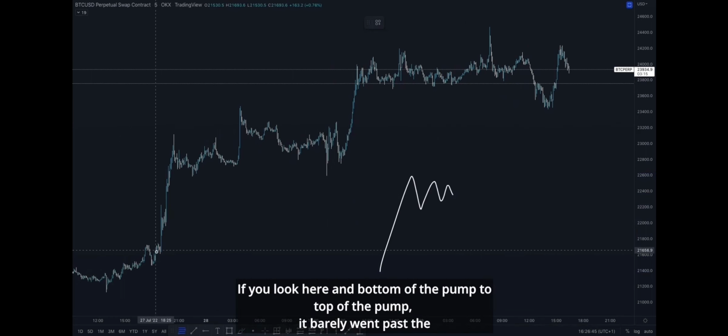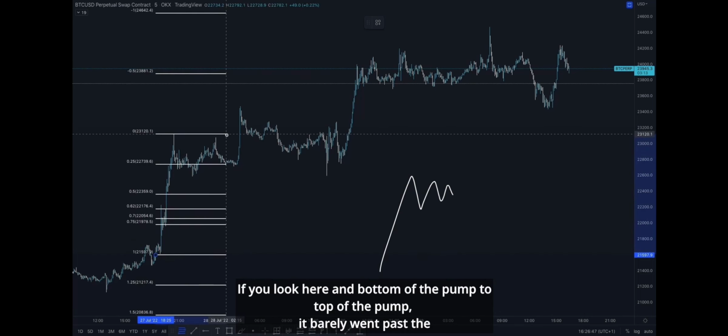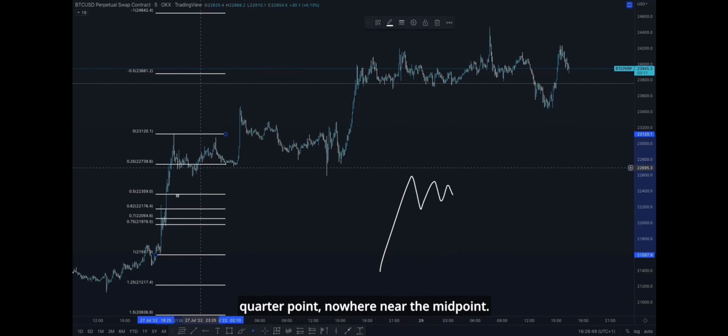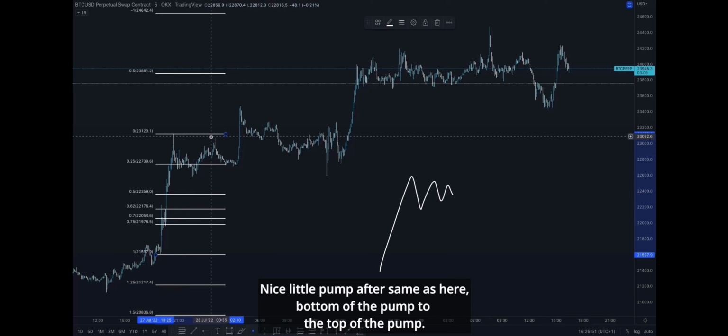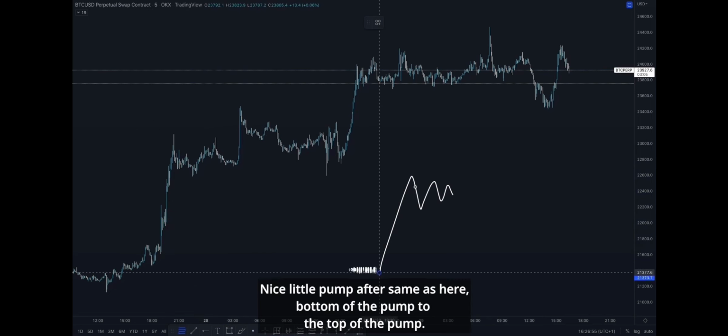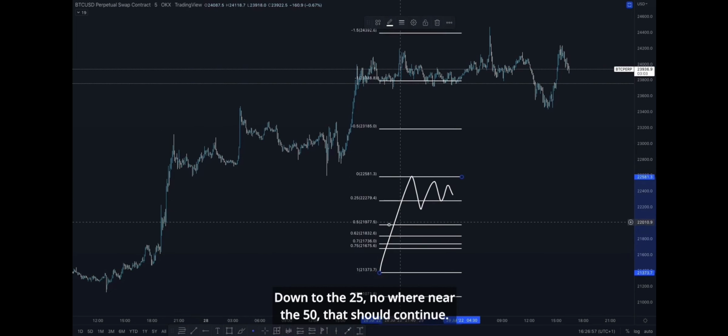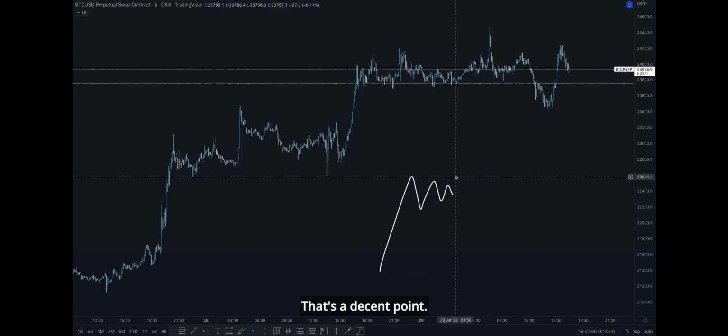If you look here, from the bottom of the pump to the top of the pump, it barely went past the quarter point, nowhere near the midpoint, nice little pump after. Same as here. Bottom of the pump to the top of the pump, down to the 25, nowhere near the 50. That should continue. That's a decent one.